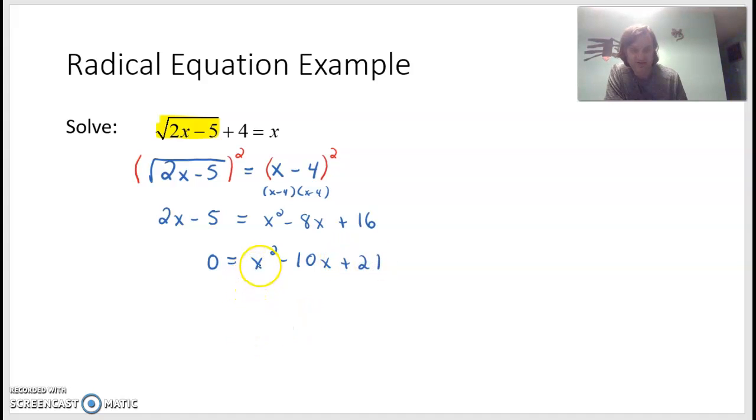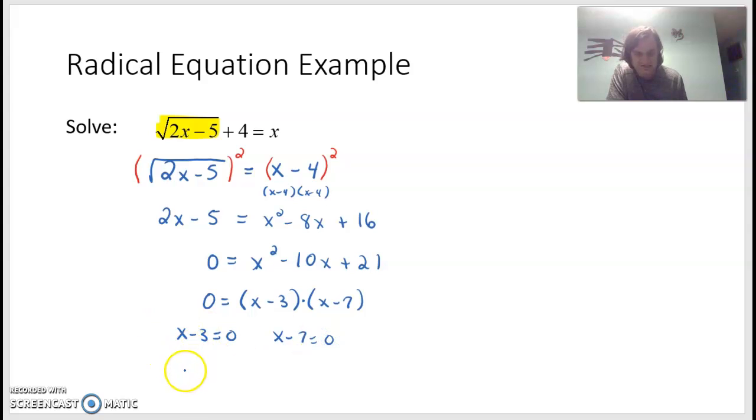And we have some factoring techniques we can use here. We factor this into x minus 3 times x minus 7. That's two factors multiplied together to equal 0, so we can set each one equal to 0. X minus 3 equals 0, x minus 7 equals 0. And the two solutions this gives me are x equals 3, x equals 7.